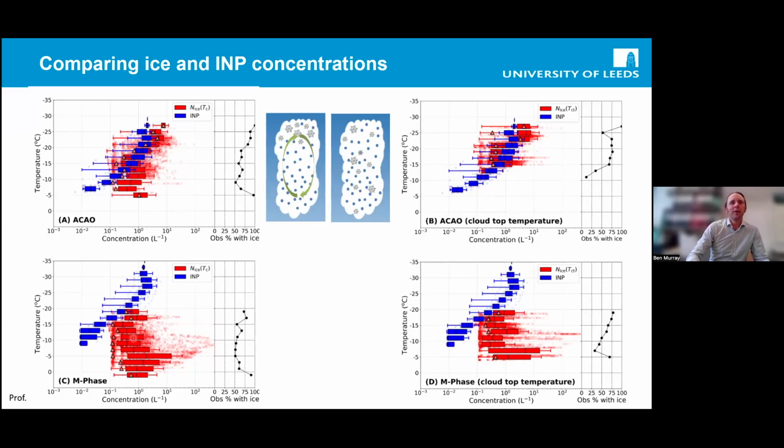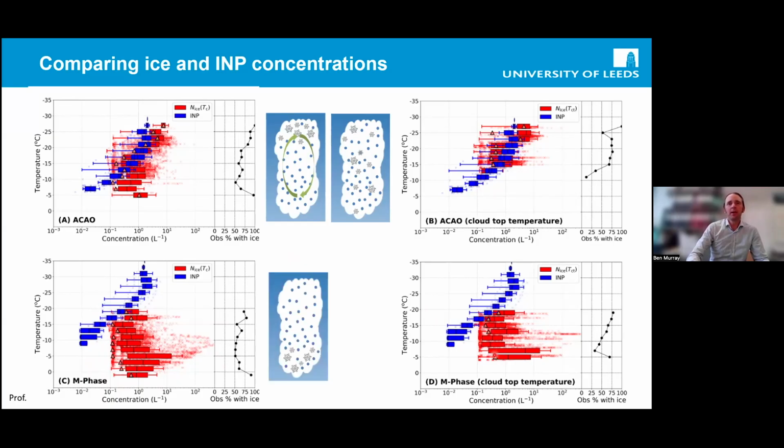But when we go to M phase, we see just a different story. The clouds were a bit warmer in M phase, but the ice concentrations at the local temperatures often greatly exceeded the INP concentrations. And even when we translate that into the cloud top temperatures, it's forming essentially what looks like pretty much a vertical line.